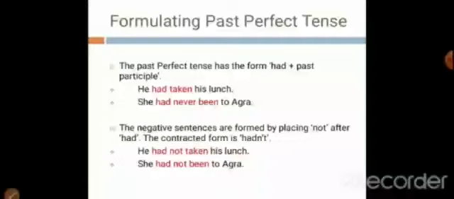Past perfect. The negative sentences are formed by placing not after had. And if we are using the contracted form, it is hadn't. He had not taken his lunch. She had not been to Agra.